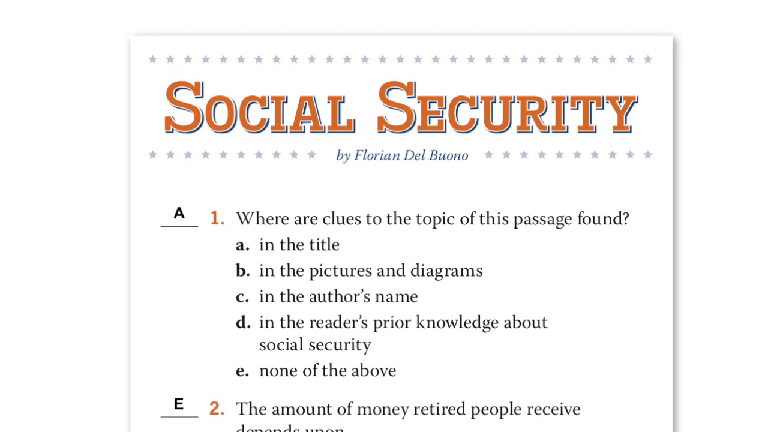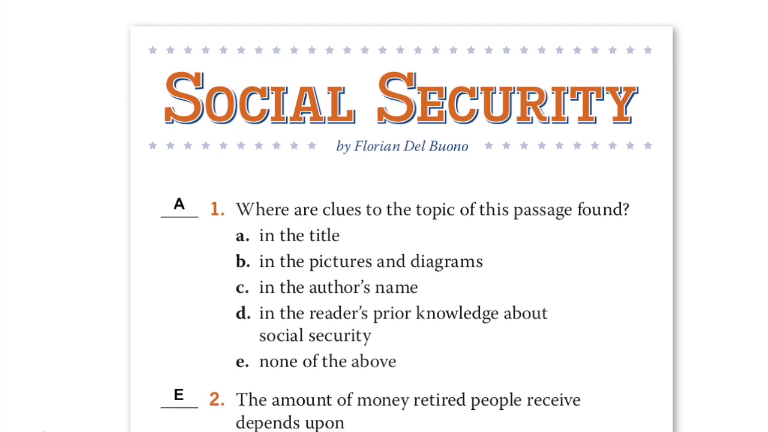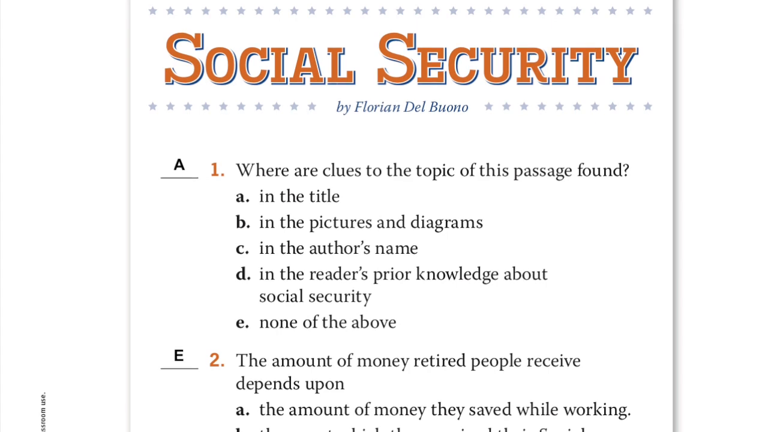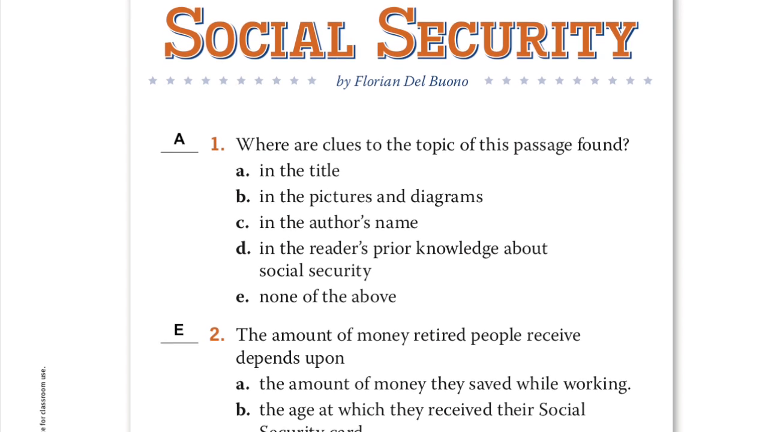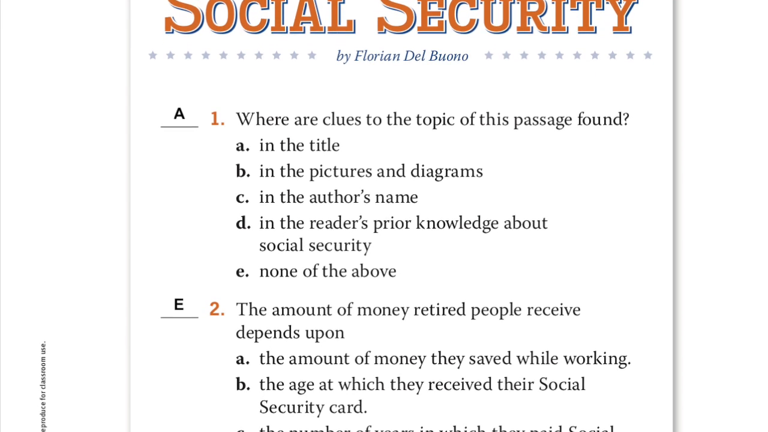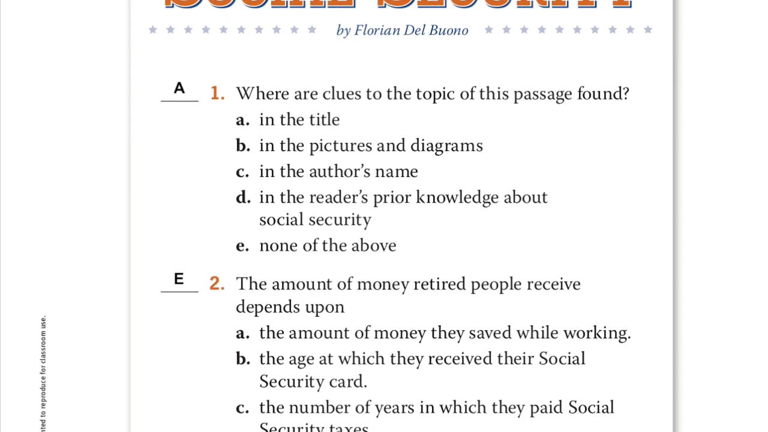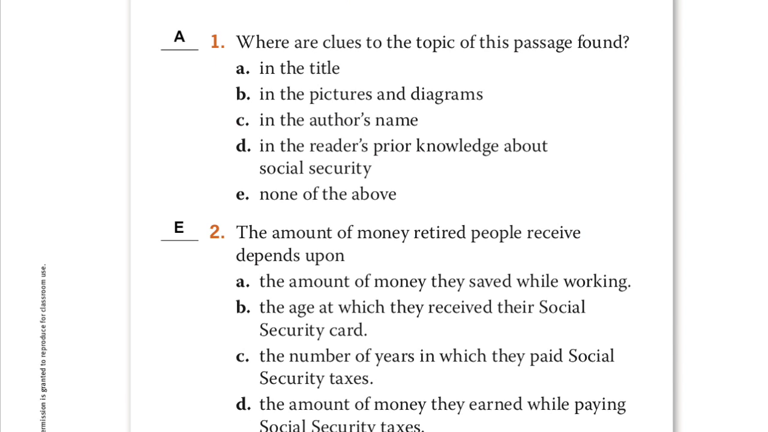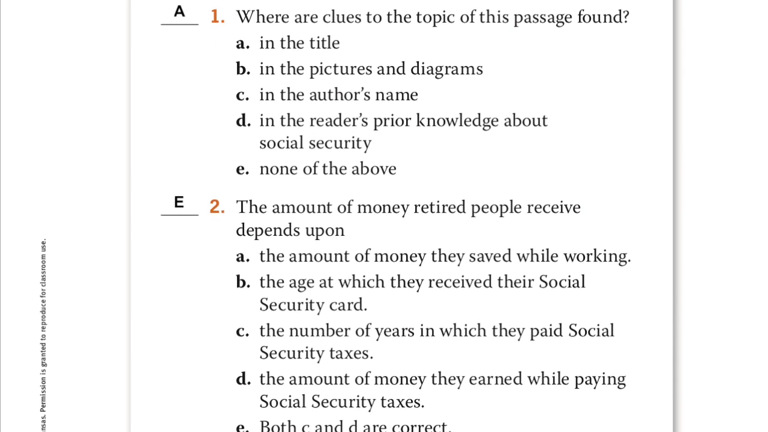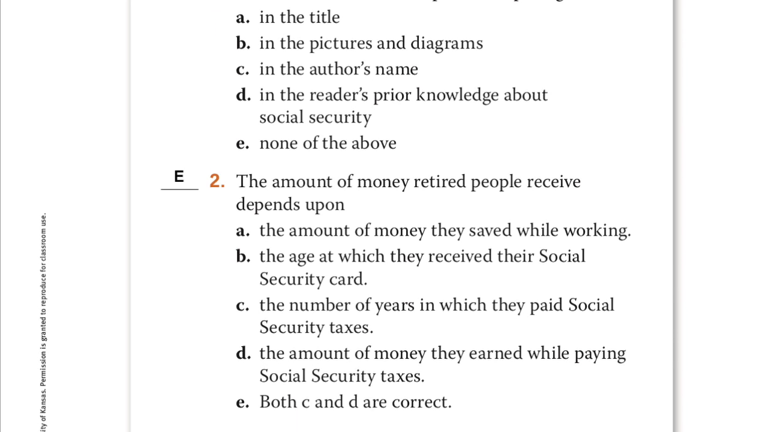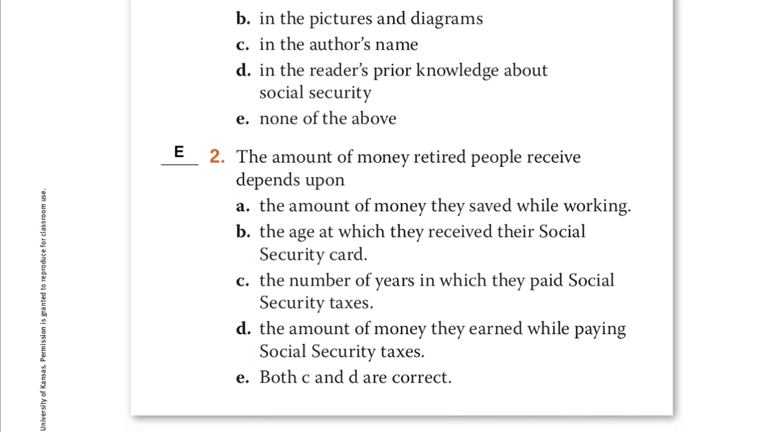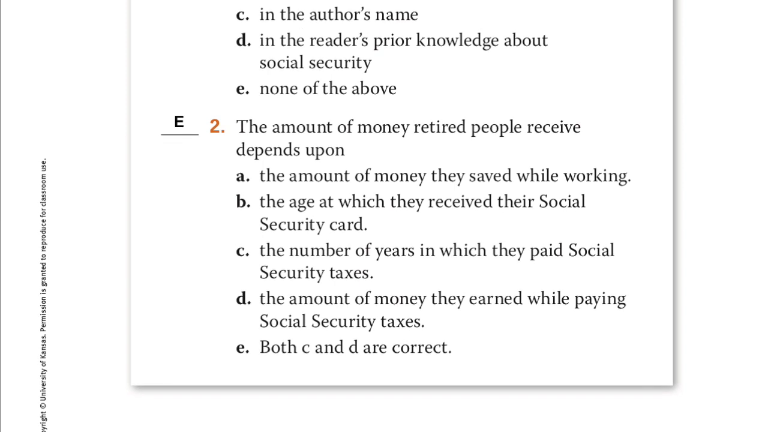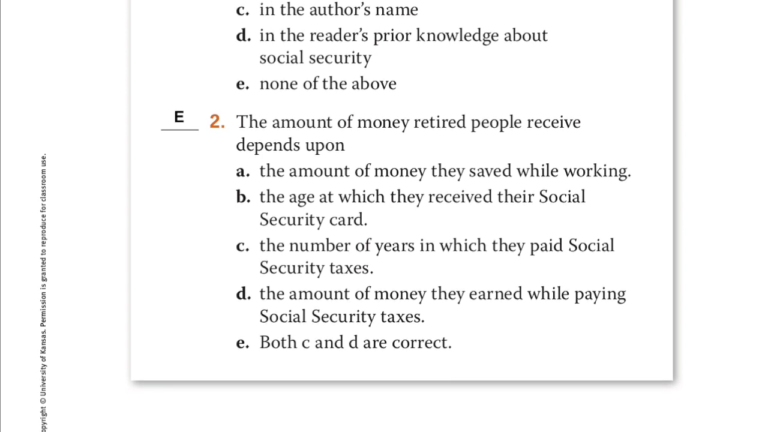Great job. Yeah, the correct answer for question number 1 was A. The title of the passage, Social Security, ultimately ended up being what provided us with a clue to the topic of the passage, that topic being Social Security. And for number 2, the correct answer is E. By rereading, I know that the amount of money retired people receive depends on the number of years in which they paid Social Security taxes and the amount of money that they earned while paying Social Security taxes.